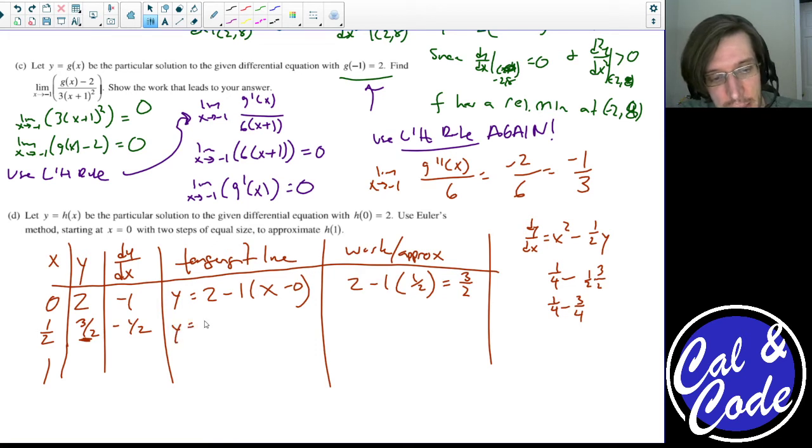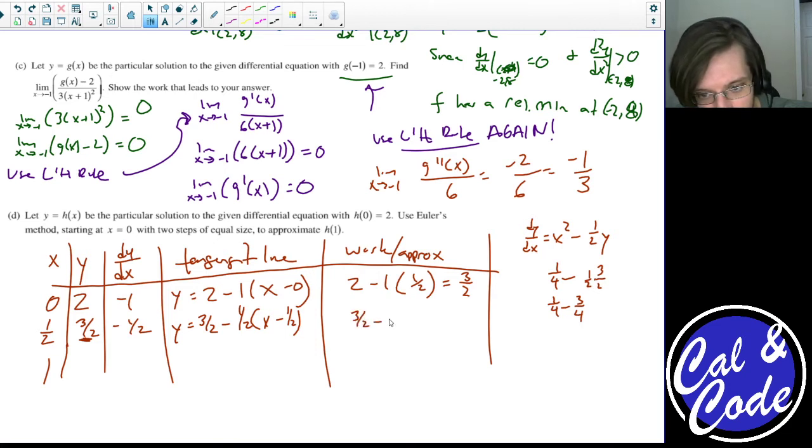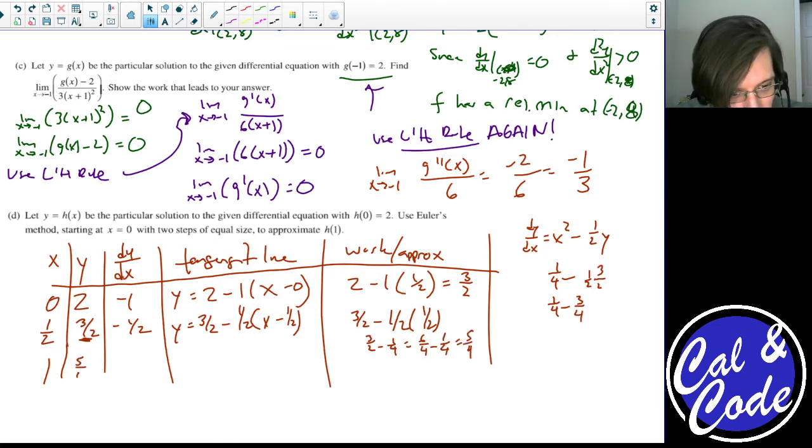So I have y is equal to 3/2 minus 1/2 times x minus a half. I'm going to put 1 in for x now. It's going to be 3/2 minus 1/2 times a half. Or basically what I end up with is 3/2 minus 1/4, which is 6/4 minus a fourth. So my answer is 5/4. So basically I'll say h of 1 is approximately 5/4.